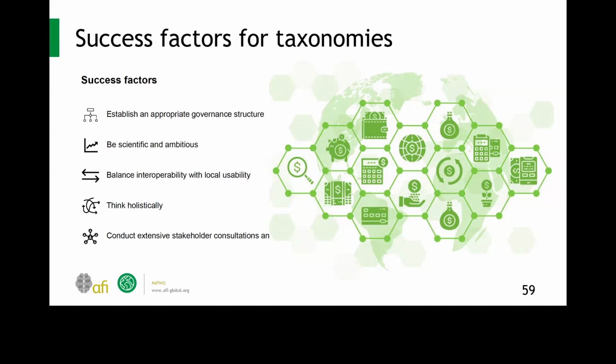Then the next point I would talk about as a success factor is balancing interoperability and local usability. A taxonomy has to communicate with other taxonomies. So it's important that, for example, you look at peer countries like what we are doing here and be able to have a taxonomy that can speak to theirs, because that's when you can ensure that things like capital flow and expertise sharing can really communicate from country to country.